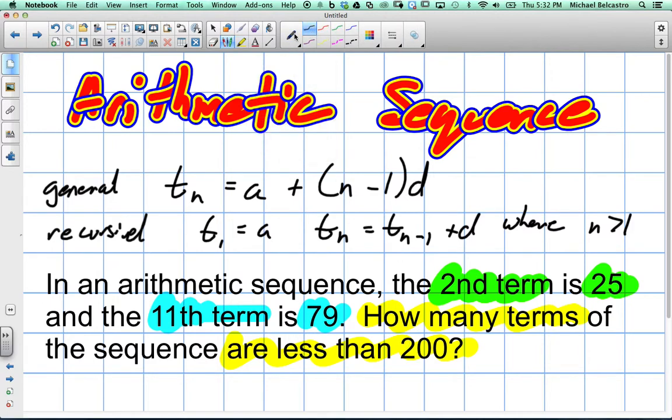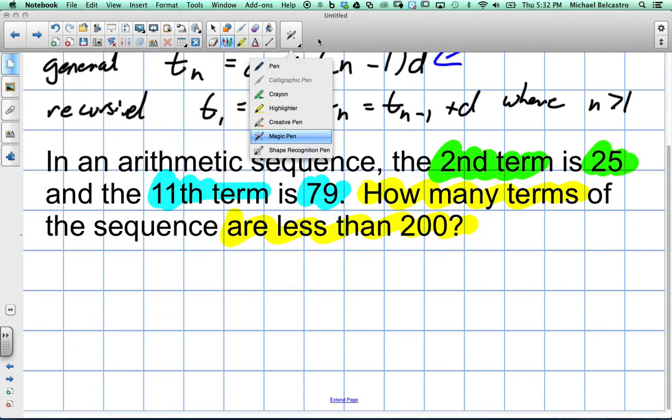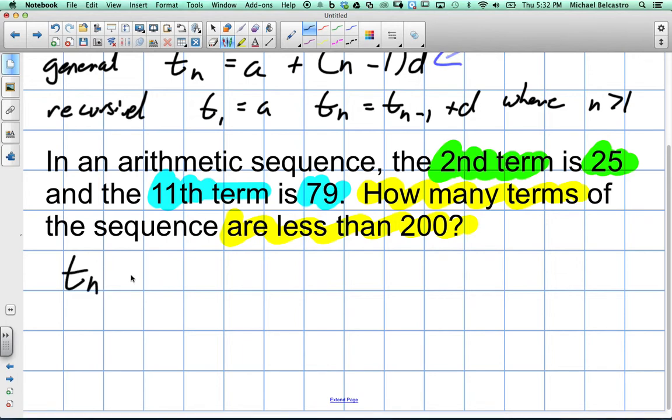We're going to take this first formula here, and we're going to use some substitution in it. This is our term value is equal to the first term plus the term number, subtract 1 times what we're increasing by. So the second term refers to our n value. This is our second term, so in this case, n is equal to 2, and our Tn, this is our term value, Tn is equal to 25.